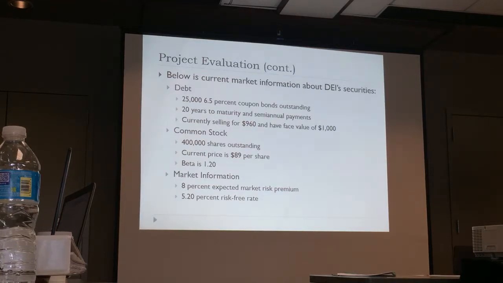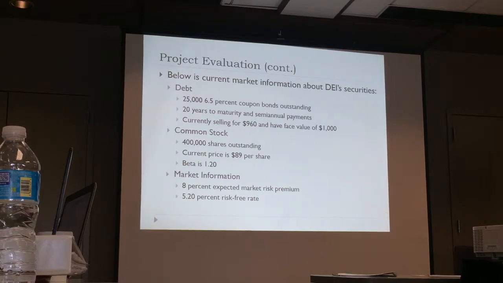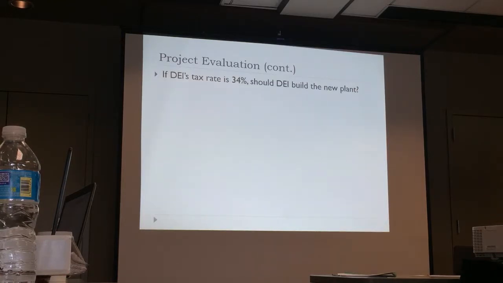They have 400,000 shares of their stock outstanding, and the price is $89 per share. The beta is 1.2. In the market right now, the expected market risk premium is 8%, and the risk-free rate is 5.2%. So here's the question. Given the firm's tax rate is 34%, should they build a new plant? Should they go forward with this project or not?